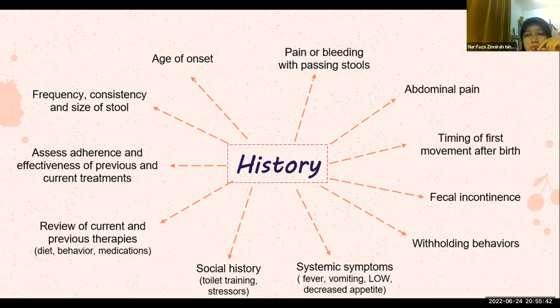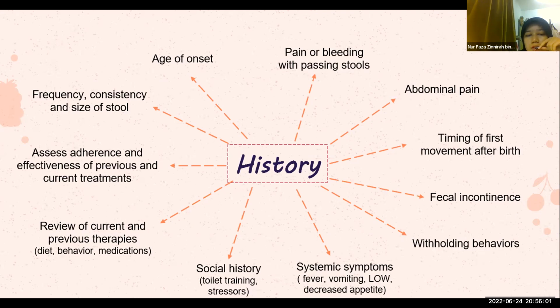Then ask about any abdominal pain, and the timing of the first bowel movement after birth. Normally the newborn should pass meconium within the first 24 hours of life. So if there is a lack of bowel movements, it might suggest, for example, Hirschsprung's disease.